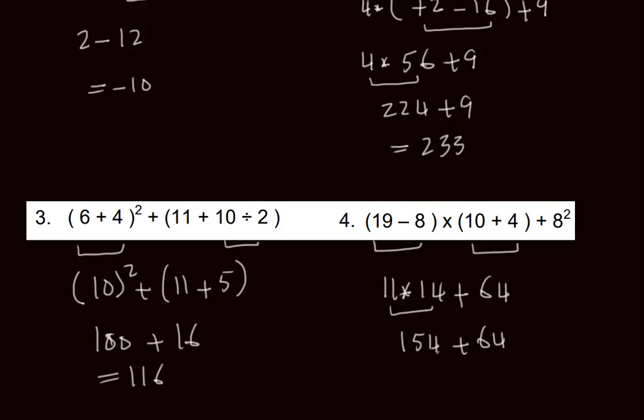So 154 plus 64 is what? So 154 plus 64 is 218.